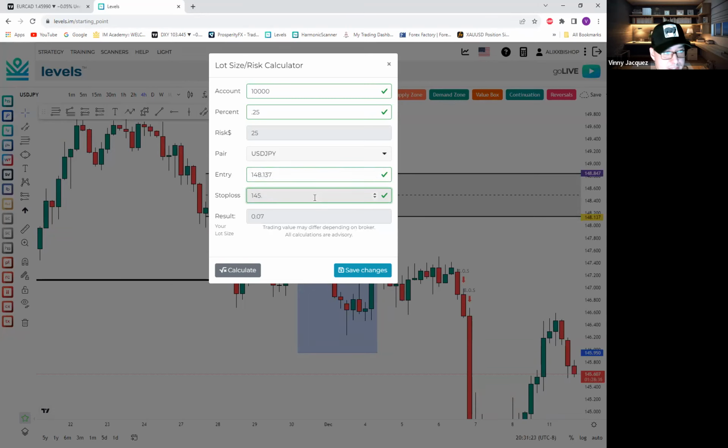148.137, and my stop loss is going to be 148.847. If I calculate my risk, my lot size is going to be 0.05, and at the end of the day, I'm only losing $25, guys. Right? Notice how every trade, it's calculated, and I know exactly what I'm willing to risk. So I should be risking $25 to get 75 minimum. Make sense?